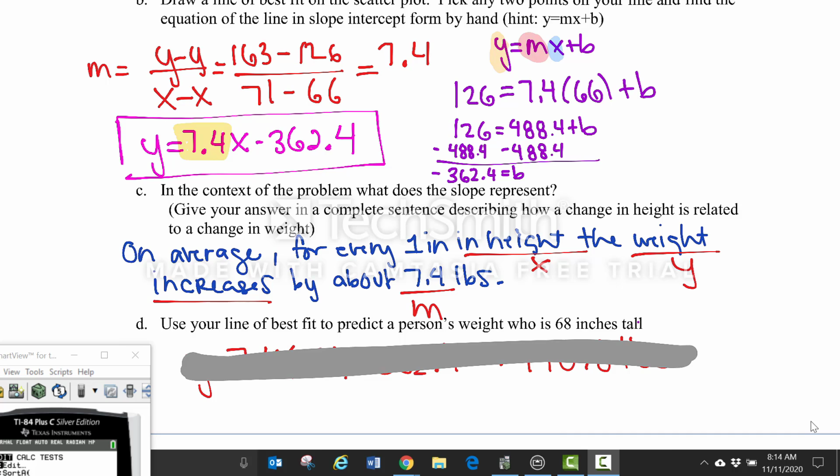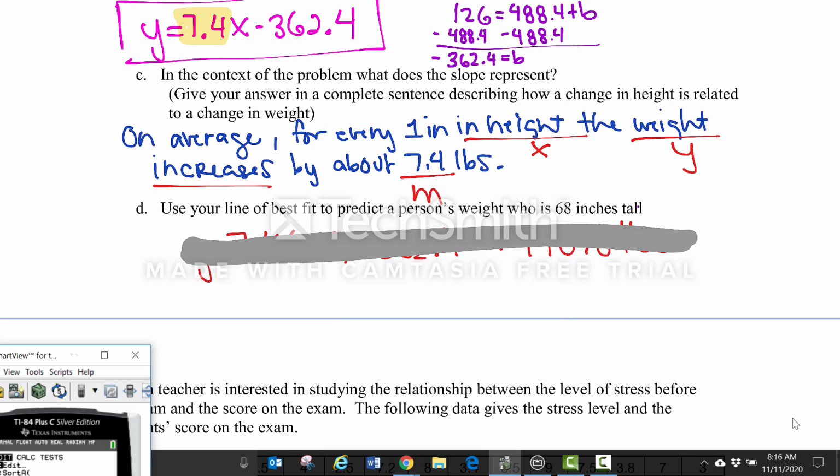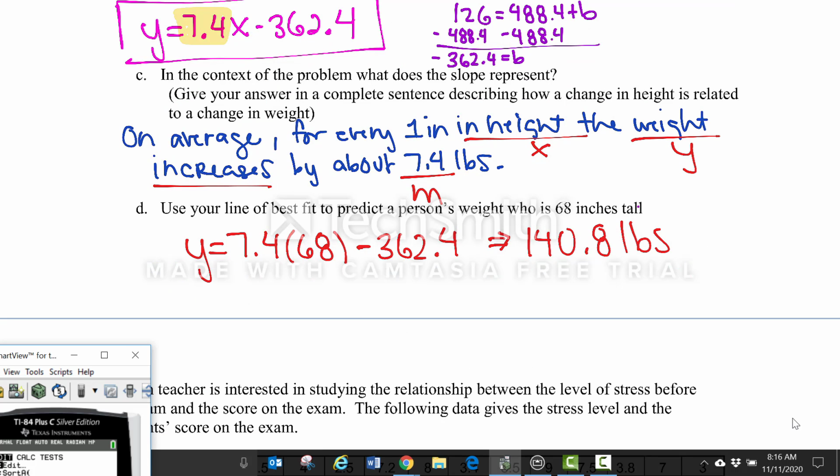Once you write that down, use your line of best fit to predict a person's weight who is 68 inches tall. I want you to plug in 68 into your equation and see how much you think they're going to weigh when you have it stand up. All right, so after you plug it in, you would predict that somebody that is 68 inches tall would weigh 140 pounds.